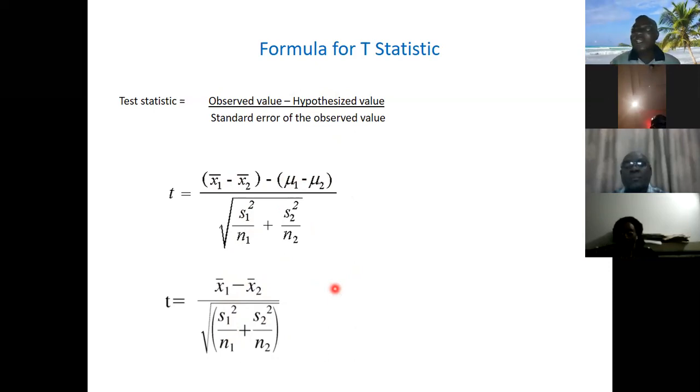The hypothesized difference is usually 0 because it's the value when the null hypothesis is true. Whatever value it is, if it is 97 here, it will be 97 here. When you remove 97 from 97, it will give you 0. That is why that one's out. Now, when you look at the difference between the observed and hypothesized value, it's not just the difference. You want to divide it by the standard error of the value.